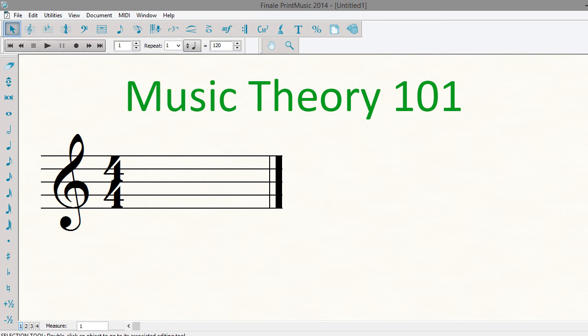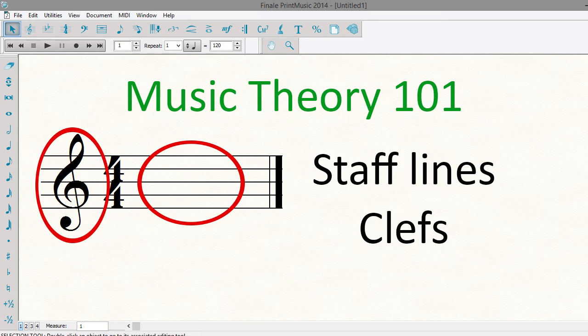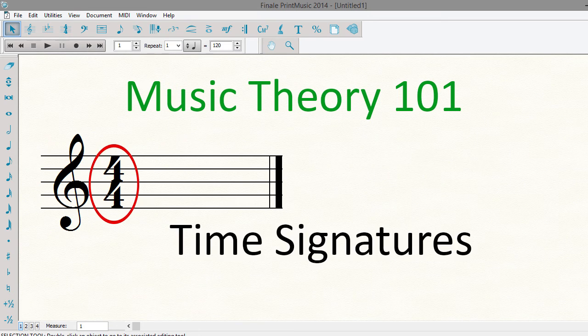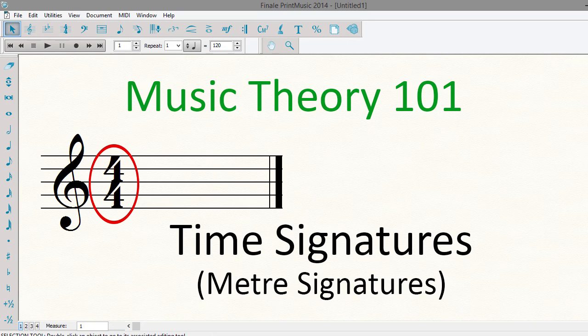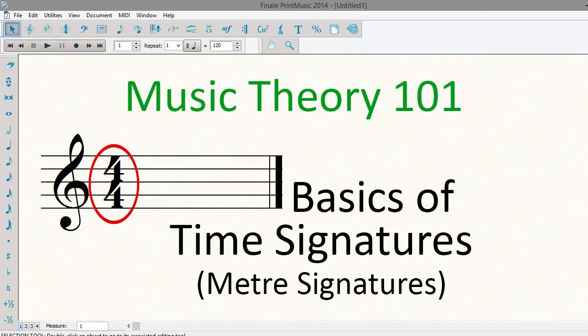So far we looked at staff lines and clefs, and today we're talking about time signature, also called meter signature. Now this one might get a bit hairy really, so strap on in for the ride. But in order to keep these music theories rather short, I'm going to split it into two parts. So today I'm talking about the basics of time signatures, and next week I'm going to talk about the different kinds of time signatures there are.